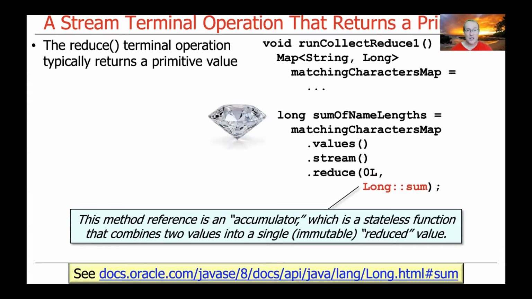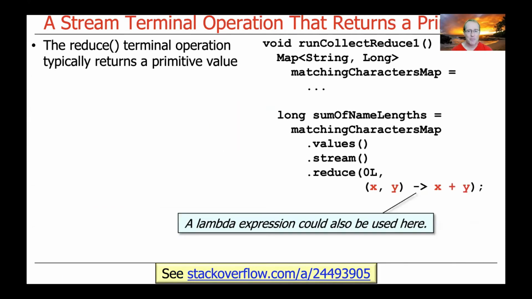This method reference that's passed in, Long::sum, is referred to as an accumulator. And an accumulator is intended to be a stateless function, meaning it doesn't have any side effects. In this case, that stateless function simply takes 2 immutable values and creates a single immutable reduced value by summing them together. And we'll talk in a bit more detail shortly. I'll visualize for you how that all works under the hood. But just imagine that we're doing pairwise addition of all the different parts in the stream.